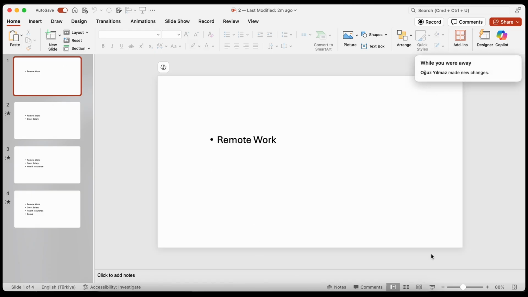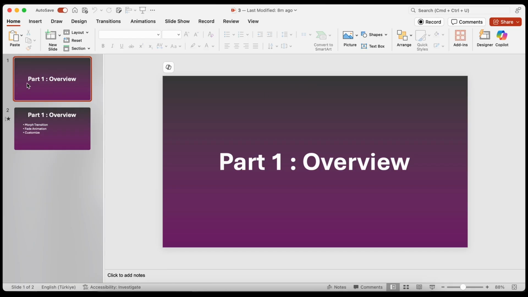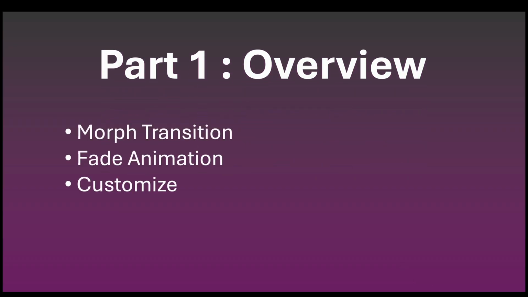Pairing transitions can make your presentation feel polished. Use fade for subtle entry, then morph for a wow effect. Use section break slides with strong transitions to signal a shift in topic, and give your audience a mental pause.